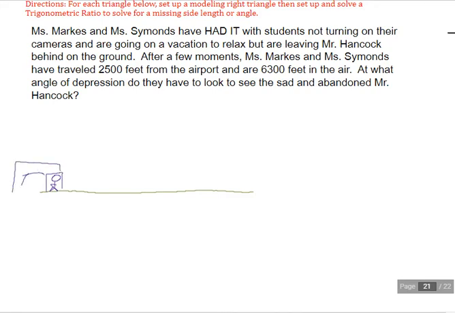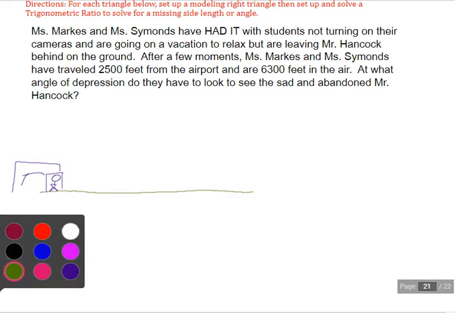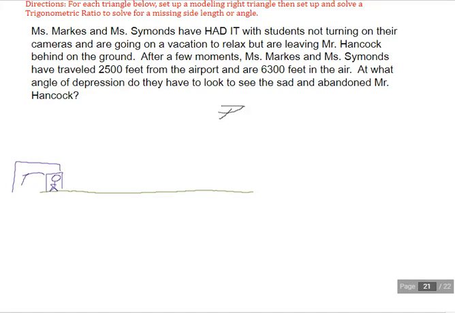Ms. Marcus and Ms. Simmons are in a plane. Okay, so the plane is 6,300 feet in the air and 2,500 feet from the airport. So it's kind of away from Mr. Hancock. Okay, so here's my best rendition of a plane. All right, got a tail in there. Probably another wing would be good. Okay, so they're in that plane and they're flying away. Why did they give the plane an eye? I don't know. It just happened.